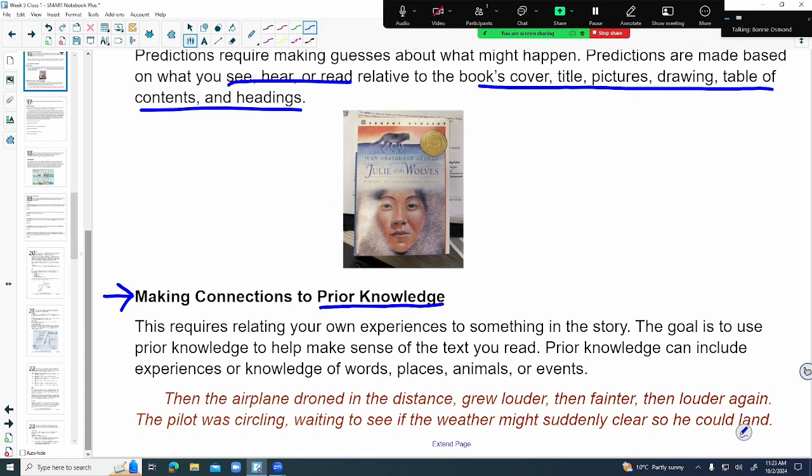So sometimes in the senior courses, in an English course, you might be asked, how would you feel if you were in that situation? So in that case, you have to think, okay, well, how would I feel if that happened to me? So it's relating, I'm scared of wolves. So, what would I do in that situation? So you think about those things. The goal is to use prior knowledge to help make sense of the text you read. Okay, so based on what's in the story as you're reading the story.